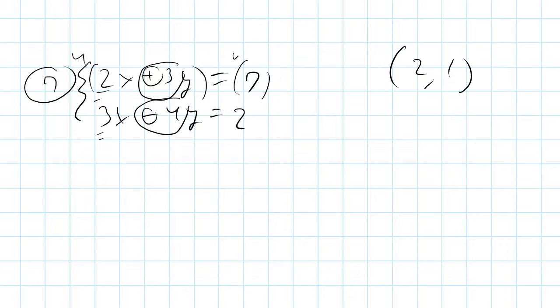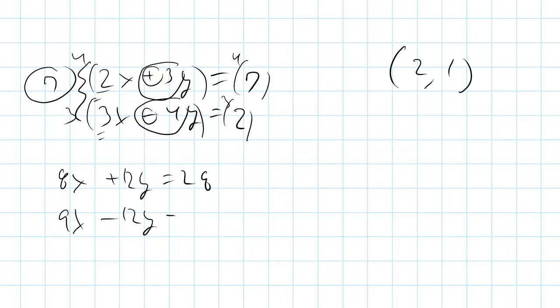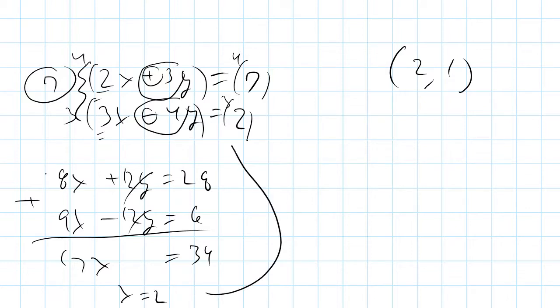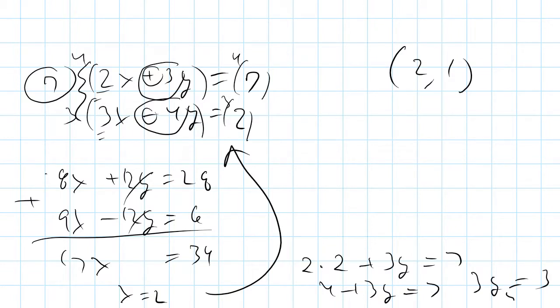sides of this equation by 4 and both sides of this equation by 3, get 8x plus 12y equals 28. 9x minus 12y equals 6. Now when I add those two equations together, 17x, these cancel out. This becomes 34, x equals 2. Plug the 2 into either of these equations. 2x plus 3y equals 7, 4 plus 3y equals 7, 3y equals 3, y equals 1.